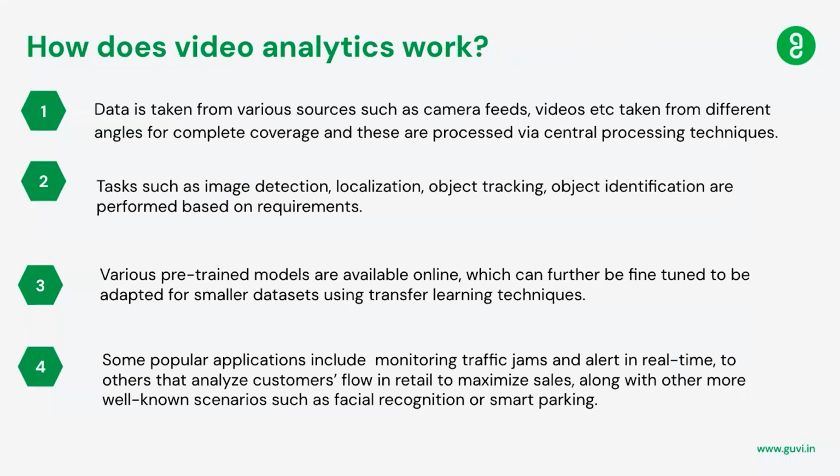Now that you have enhanced the data, you can perform your different tasks such as image detection, localization, and object tracking based on the requirements. There are a lot of different pre-trained deep learning models already available. So you can perform tasks like transfer learning. We'll talk about transfer learning briefly, but transfer learning will help you understand how these large deep learning models can be used to perform your specific tasks.